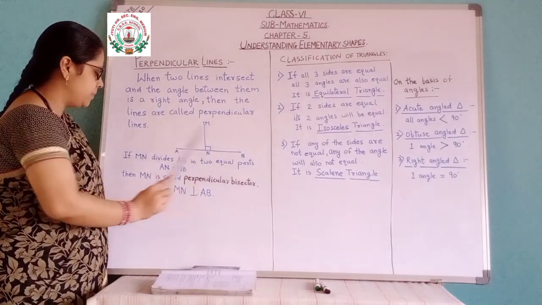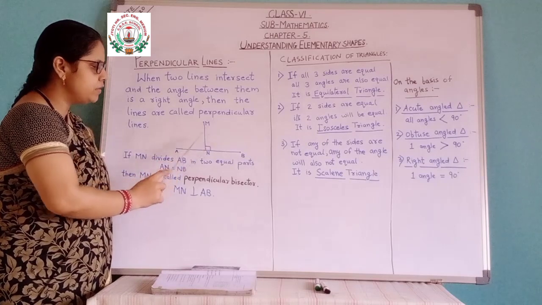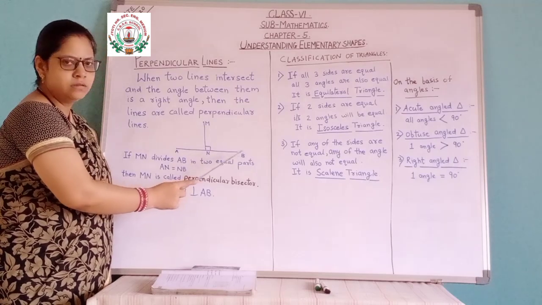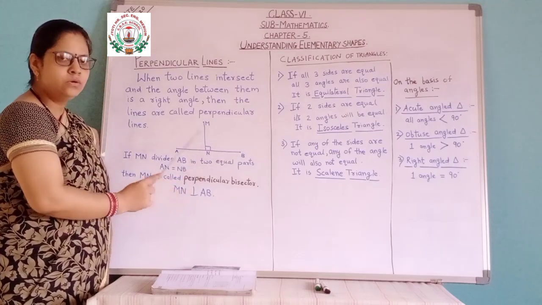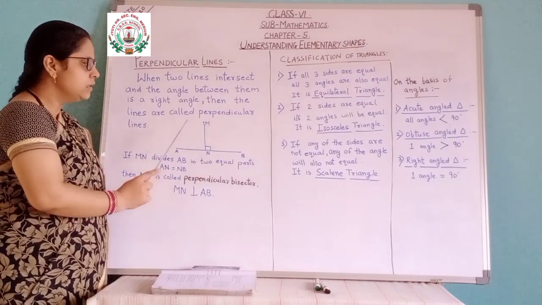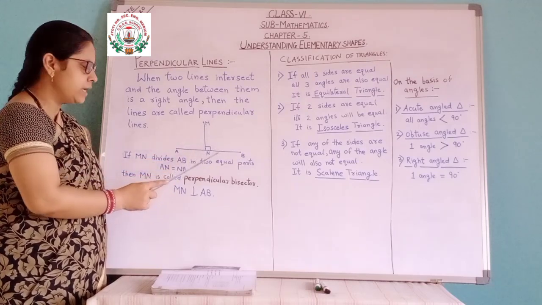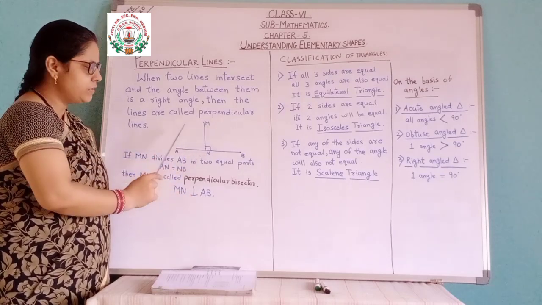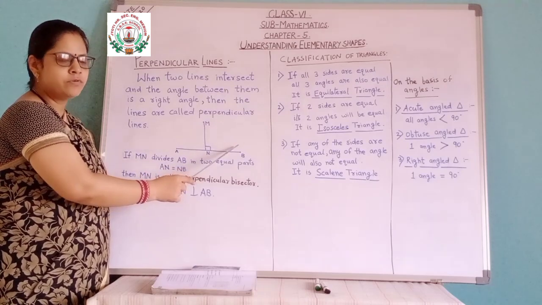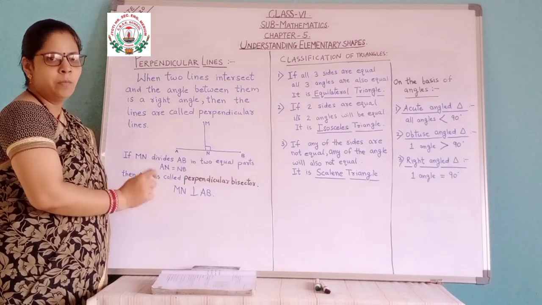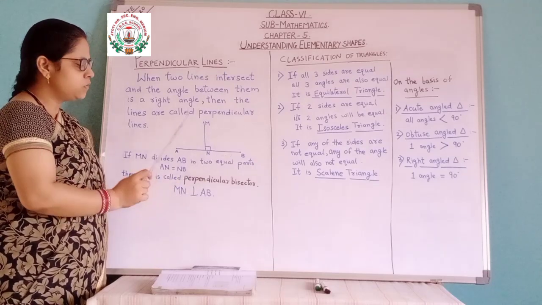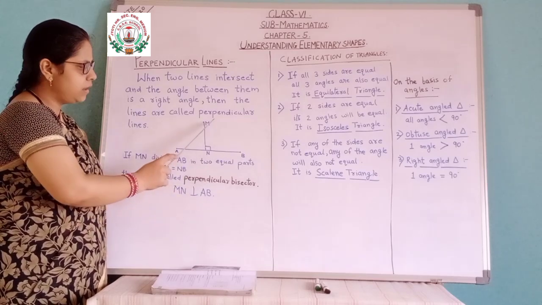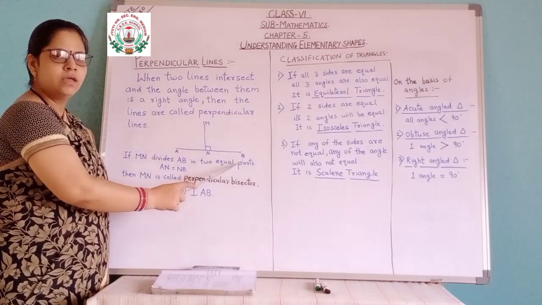MN perpendicular to AB. And if this MN divides this line AB in two equal parts, that is AN is equal to NB, two equal parts, half parts, then that line MN will be called a perpendicular bisector. Here we have seen that it is a perpendicular line, and if it is bisecting this line into two equal halves, then it is also called a bisector. Bi means two, sector means parts. So dividing into two sectors, equal parts. So it is perpendicular bisector. Here MN is perpendicular bisector of AB.